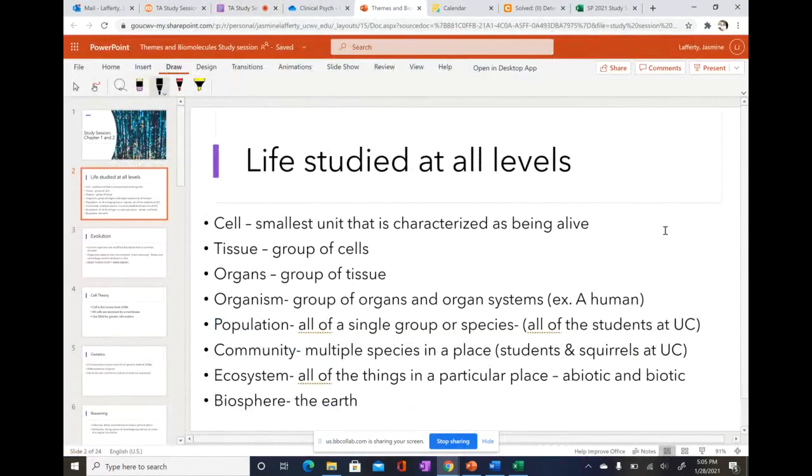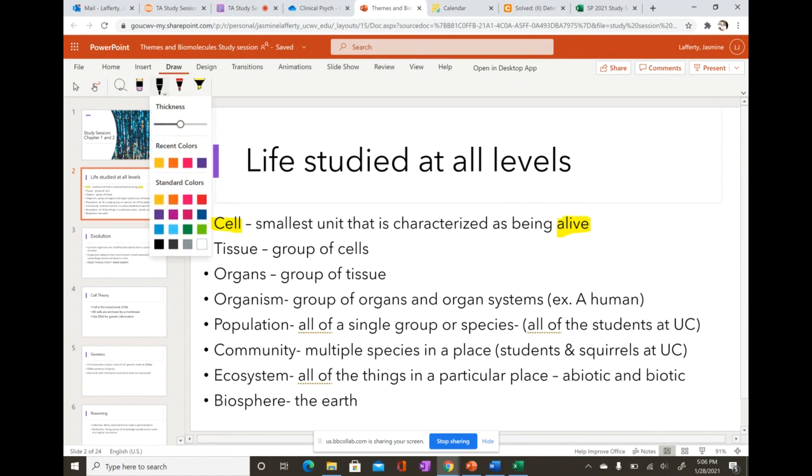Okay, so let's start with life studied at all levels. We really will not focus on anything before the cell. So the atoms, the molecules, the organelles, stuff like that, we don't really focus on that a lot. And the reason we start with a cell is that it's the smallest unit that's alive.